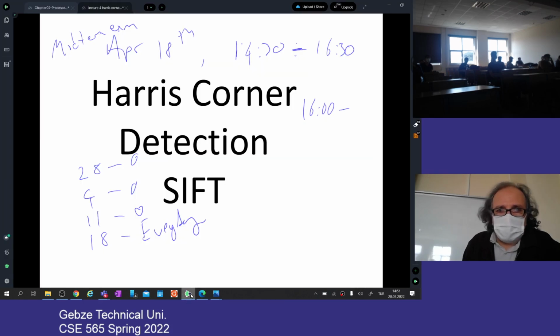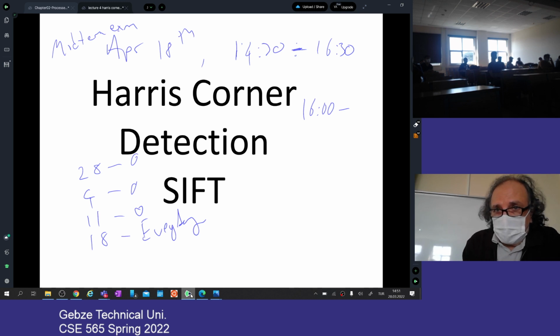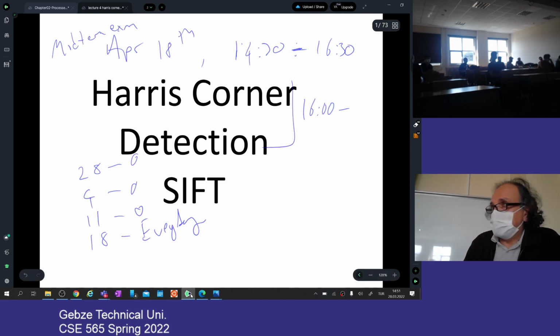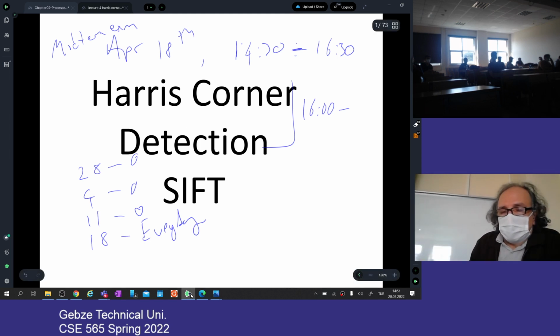Let's start from the corners. Harris corner detection will detect the corners, but your idea of a corner and the Harris corner are two different things. They kind of overlap, but they are not exactly the same. SIFT is going to build on top of the idea of Harris corner detection, and it will be something very useful, and it is very widely used.